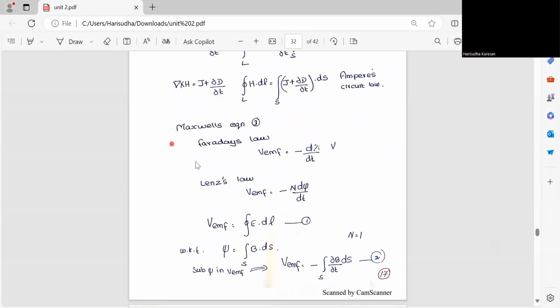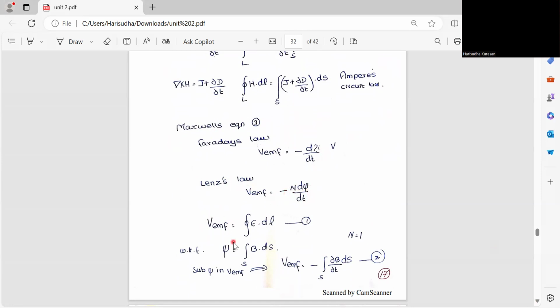We know that Faraday's law states that the induced EMF is equal to minus d lambda divided by dt. We also know lambda is equal to n times psi. That is nothing but Lenz's law also. So Lenz's law can be written as induced EMF equal to minus n times d psi by dt, where instead of lambda I have replaced it with n into psi.